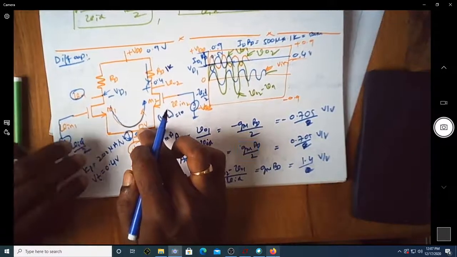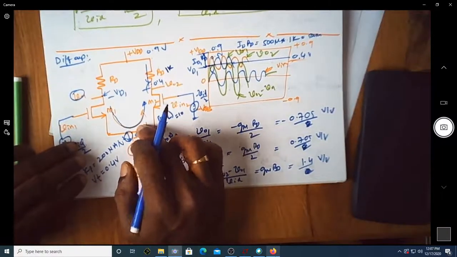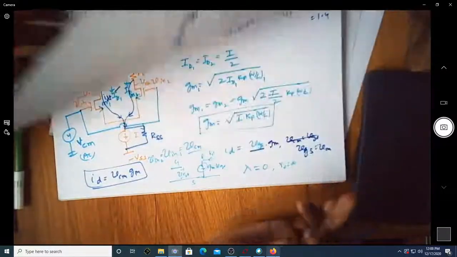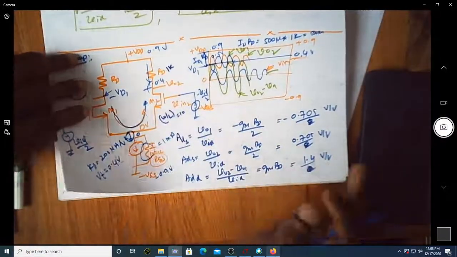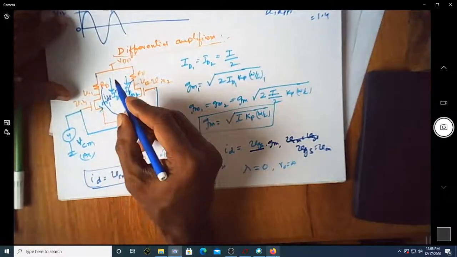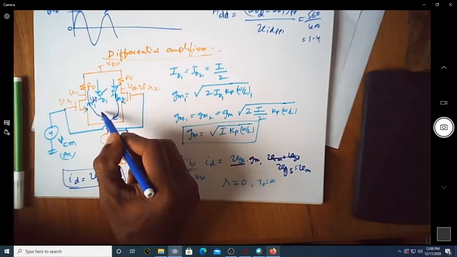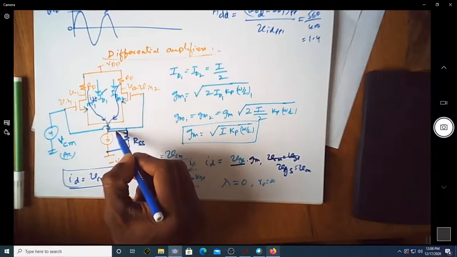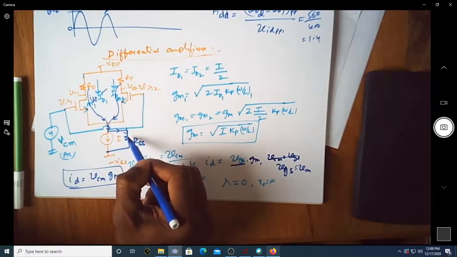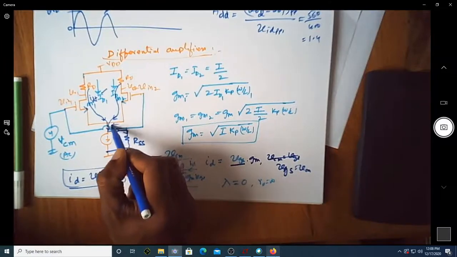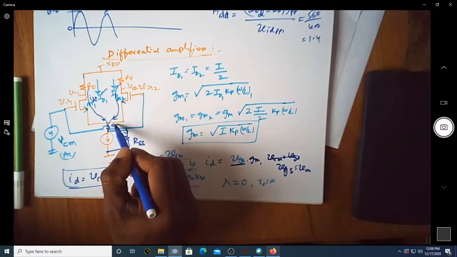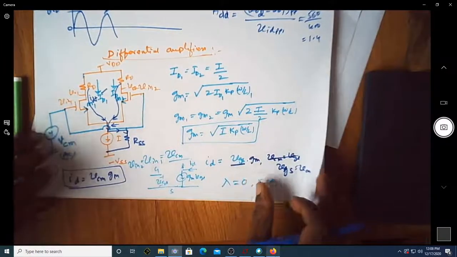So this was treated like an open circuit for AC signal. But in this case, since the direction of current is the same here, you cannot treat it that way. Since there is some amount of current flowing through this, you will certainly have some voltage over here, which is the AC voltage.